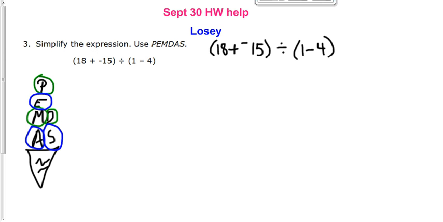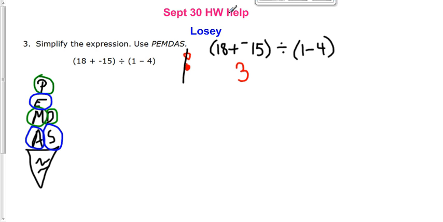Okay, following order of operation, we have to do parentheses first. You might need to get out your integer book here. We have 18 positives plus 15 negatives. Remember, once we have a positive with a negative, they're going to cancel each other out. So I'm not really adding, I'm really subtracting. 18 take away 15 is 3. So it's going to become positive 3.